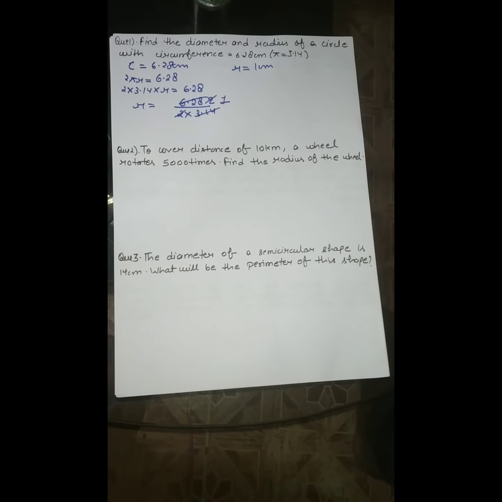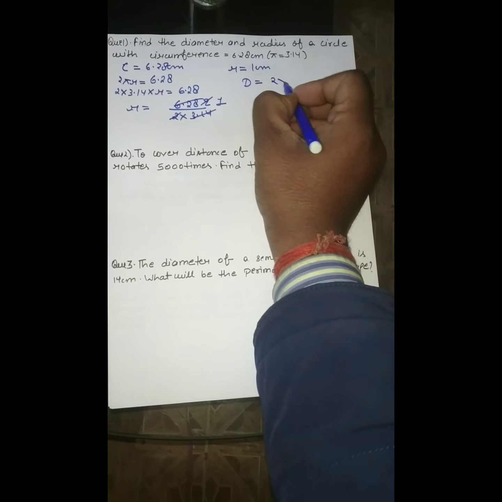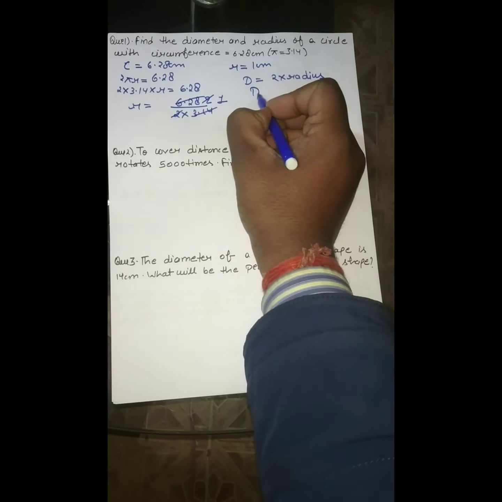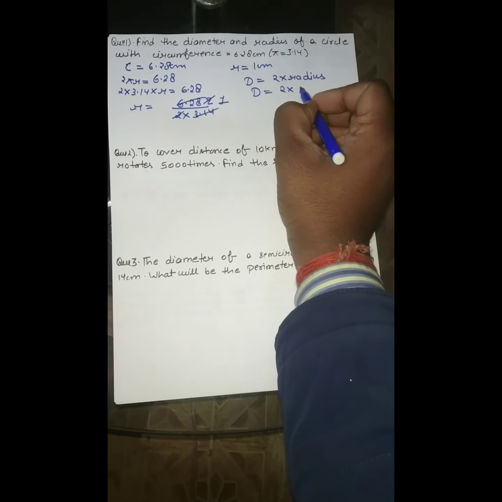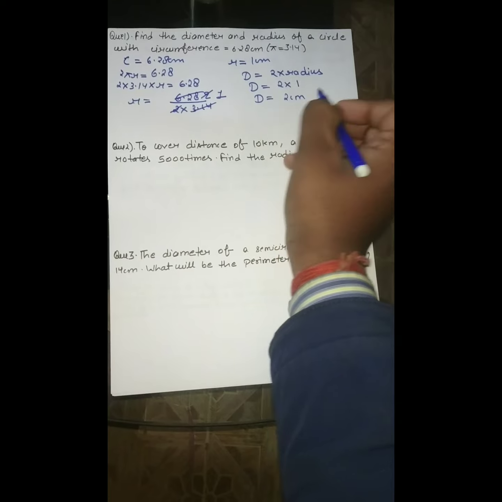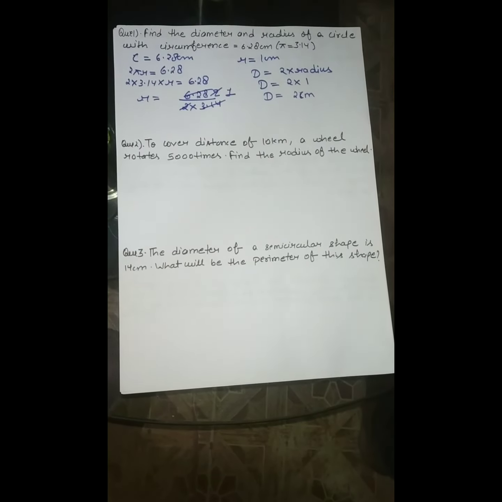We have found the r. Now we will find the diameter also. The formula for diameter is 2 into radius. Got it, guys? So when r is 1 centimeter and we multiply 2 by 1, the answer will be 2 centimeter. So the diameter is also 2 centimeter. Got it, guys? Now let's see the next question.